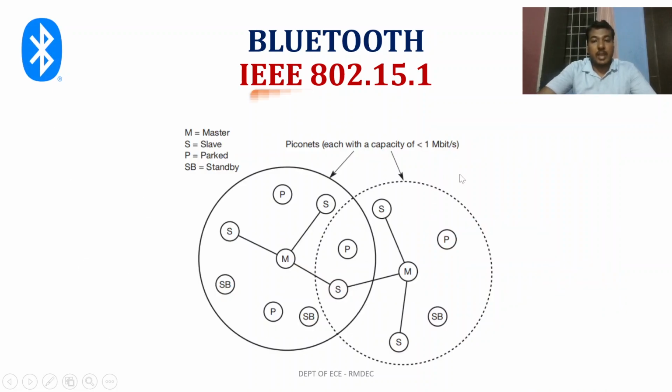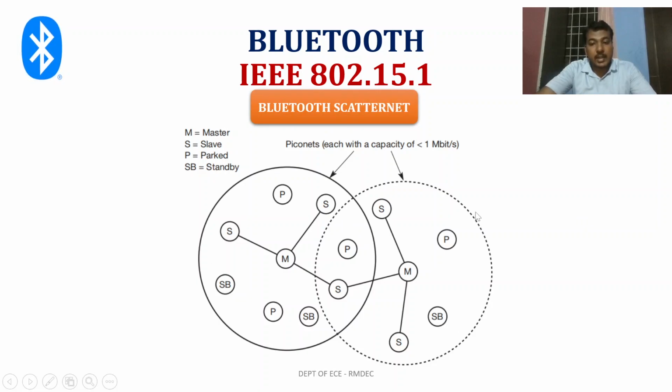If we look over here, this is one Piconet, and this is another Piconet, and here you can see one slave is connected to both the Piconets. This is what we call the scatternet concept, each with a capacity of less than 1 megahertz. So this is a simple illustration about Bluetooth.